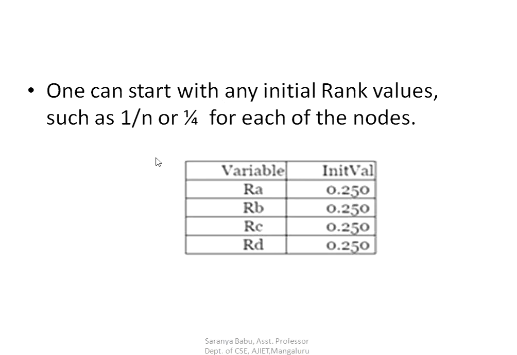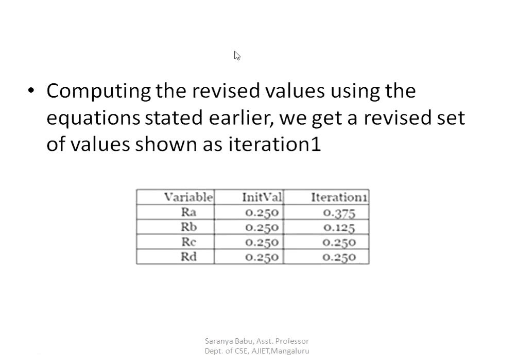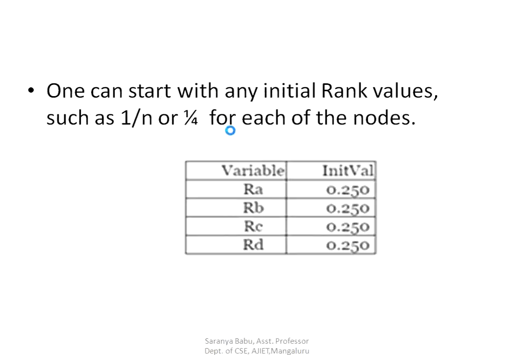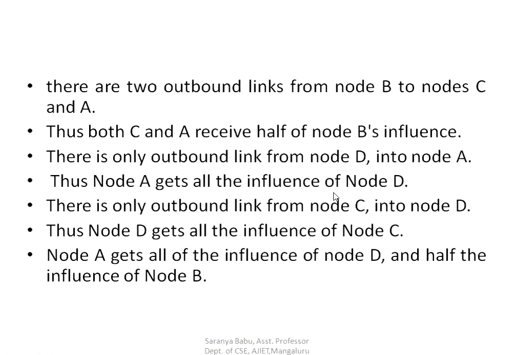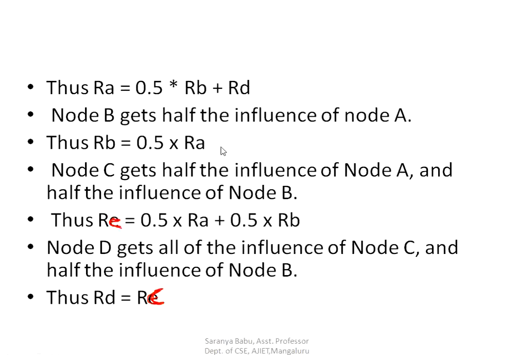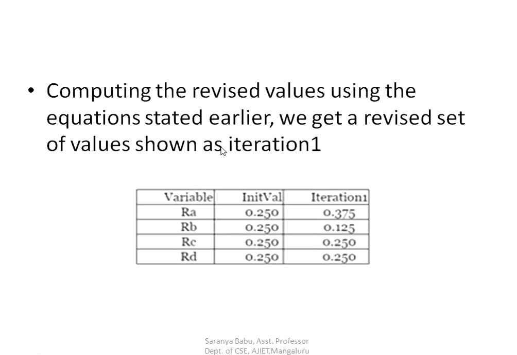So 1 by 4 means it is going to be 0.25, 0.25, 0.25, 0.25, 0.25. Now what you have to do is compute the revised values using the equation stated earlier. What is that? Because RA's value has been changed, right? Again make use of these equations and change it. Clear? You will get a new set of values. We will get a revised set of values shown as iteration 1. Clear? You will get a revised set of values in iteration 1 because RA has some value.